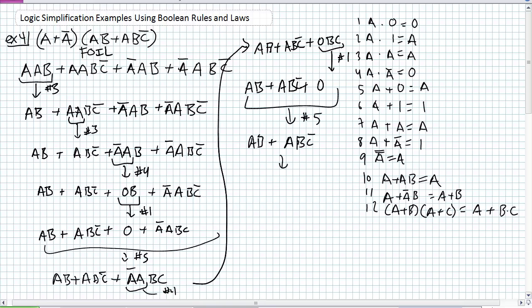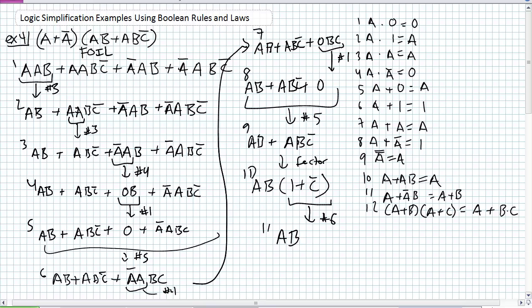Now I could potentially factor out the like term, because AB is common to both of those. What's that guy right there? 1 ORed with something. That's number 6, AB. So this is an incredibly long way if I started out without FOIL. That's 1 step, 2, 3, 4, 5, 6, 7, 8, 9, 10, 11 steps to get to the answer, AB.